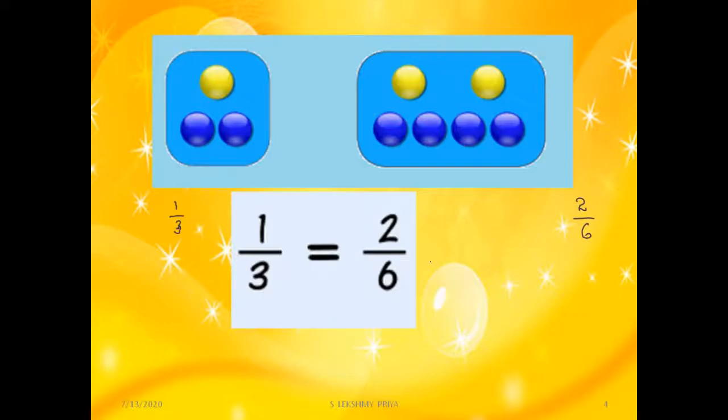How is it equal? Yes, correct. It's by using the equivalent fraction method. What is the equivalent fraction method? Equivalent fraction method means we can multiply both numerator and the denominator using the same number. Here 1 upon 3, when we multiply numerator and the denominator by 2, you will get 2 upon 6. So these two fractions are equal.